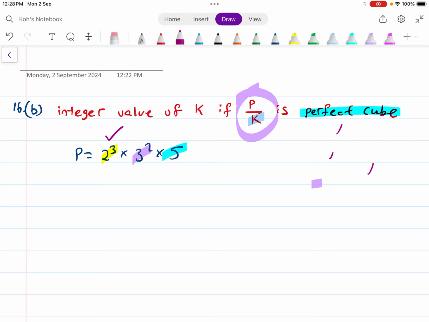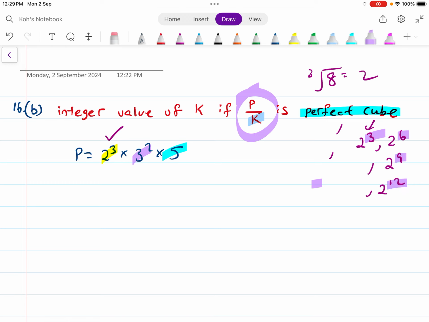For example, let's just say I give you 8. So 8 can be cube rooted, right? 8 cube rooted will become 2. So in order to be a perfect cube, you must make sure that the power of the number is a multiple of 3. For example, this is 2 to the power 3. 2 to the power of 6 can also be a perfect cube. Then of course 2 to the power of 9, 2 to the power of 12. So you can see that these are all perfect cubes because the powers are multiples of 3.